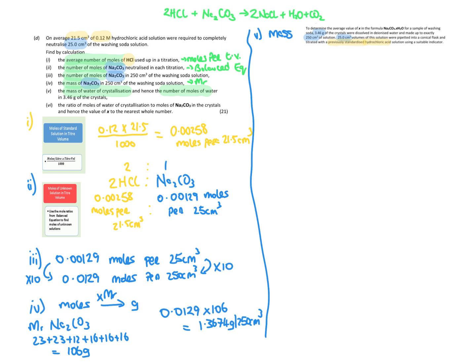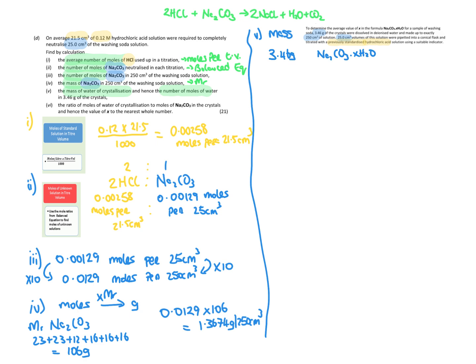Now, from the earlier part of the question, I've just popped it in here, we know that we have 3.46 grams of Na2CO3·xH2O. So let's write that down. We have 3.46 grams of Na2CO3·xH2O. So that means we have 3.46 grams of the hydrated part.